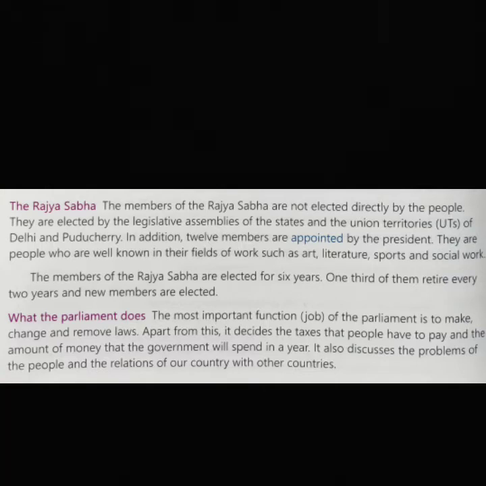Alright, it is also a body of elected members. They are elected by members of the state legislative assemblies. Currently, it consists of 245 members. The members of the Rajya Sabha are elected for a period of 6 years. Now, what does the parliament do? The most important function of the parliament is to make, change, and remove laws. Apart from this, it decides the taxes that people have to pay and the amount of money that the government will spend in a year. It also discusses the problems of the people and the relations of our country with other countries.